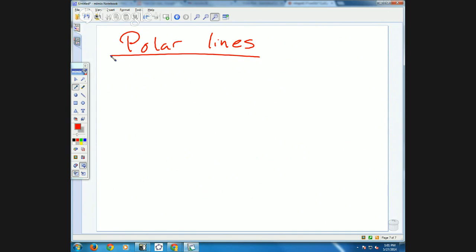Okay, so polar line. We'll start off with a real simple kind of line. Let's just go for the whole thing. y equals mx plus b is a regular line, right? Now we need some kind of relationship that's going to link x and y to the polar world. So that's what we're going to do next.